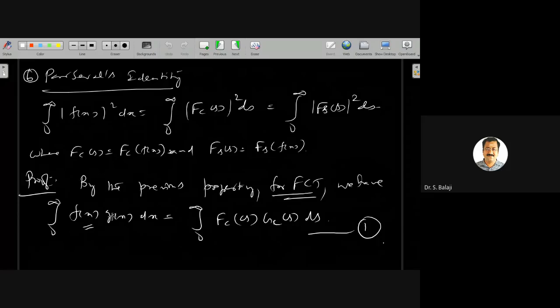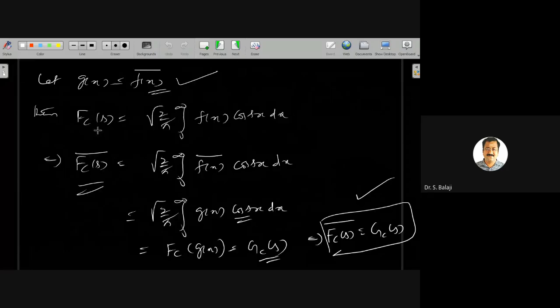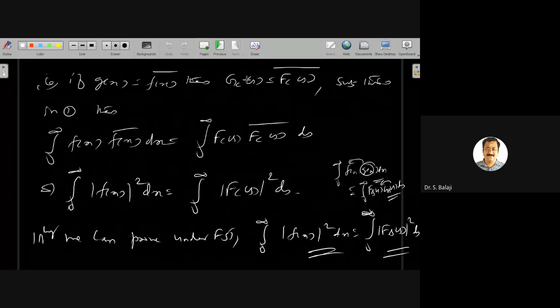With the help of the previous property's proof, we can identify this. Take g(x) as the conjugate, and gs(s) is the conjugate. You have to prove it that way, taking the conjugate of fs(s). Obviously, you can get that. These properties are very important. We can apply these properties in the coming problems. Tomorrow in class we will see problems here.